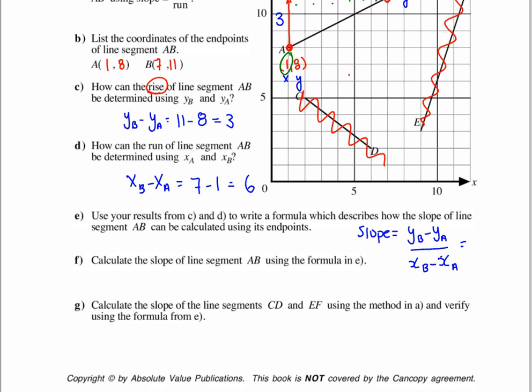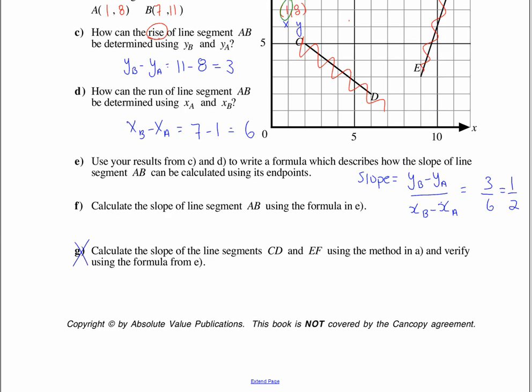There you go. So which gave us, in this case, 3 over 6, or a slope of 1/2. So that was using the formula. This is basically the formula that's on your formula sheet. Instead of B and A, I believe your formula sheet uses 1 and 2, so point 1 and point 2.